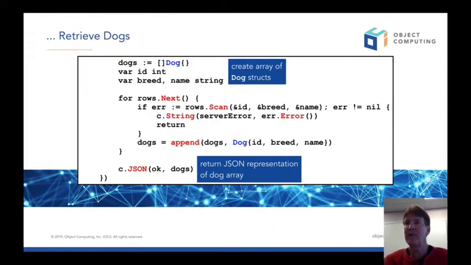Continuing on in the same function, we iterate through the rows, creating a dog object from each row and add it to an array of dog objects. Actually, we add them to a slice. A Go slice is similar to an array. One of the ways in which they differ is that a slice can grow, whereas an array retains a fixed size. Finally, we return the slice of dogs as a JSON array in the response body.